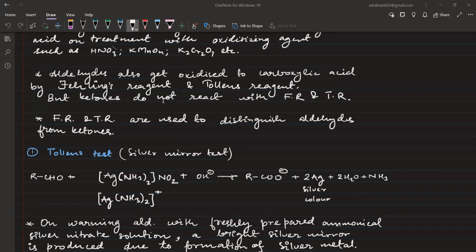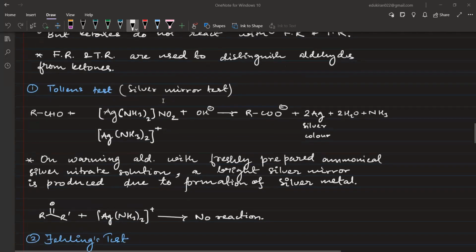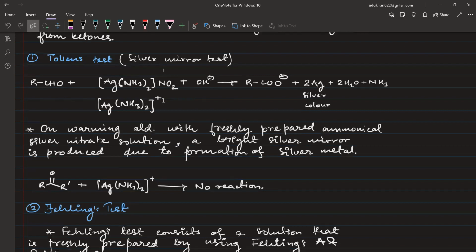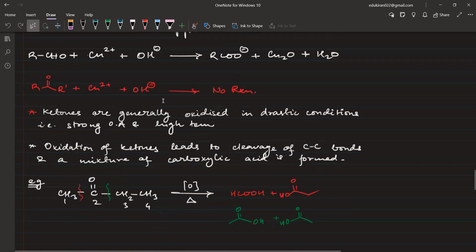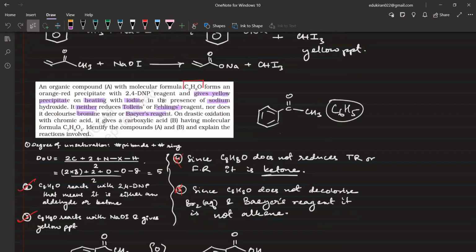We saw that aldehydes, if you treat them with a strong oxidizing agent, directly convert to carboxylic acid. Even with a weak oxidizing agent, they convert to carboxylic acid, and that is why they give Tollens' test and Fehling's test, because both of these are weak oxidizing agents. But ketones do not give Tollens' and Fehling's tests. Then we also did the haloform reaction, and after that we did one question about an organic compound.